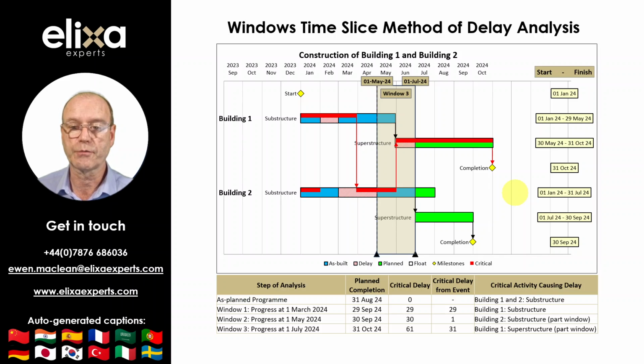I will just toggle the program for Window 3 to allow you to see the difference in the critical path as a consequence of the logic change.